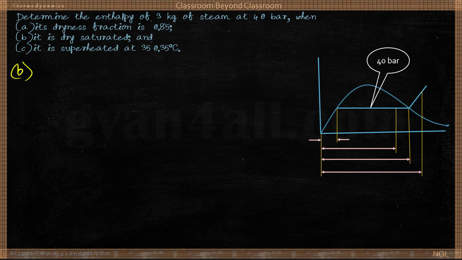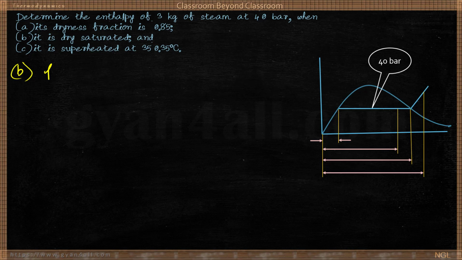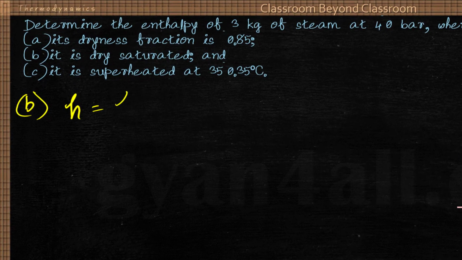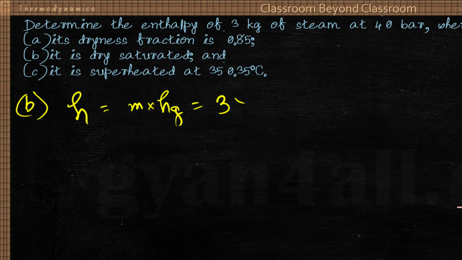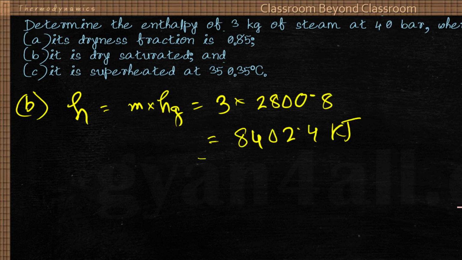Now second part of the problem is, if the steam is dry saturated, then total heat or enthalpy H equal to M into Hg. So from steam table we can directly get the value of Hg, enthalpy of dry saturated steam. So the enthalpy of dry saturated steam for 3 kg of steam is 8402.4 kilojoule.